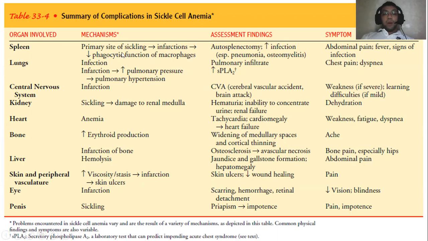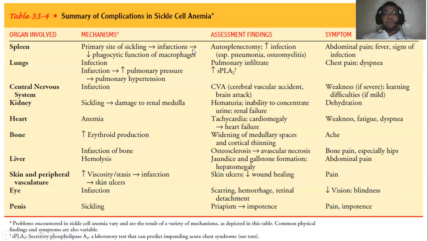But primarily, one of the common complications seen in sickle cell anemia is autosplenectomy. When we say autosplenectomy, it means that the spleen will lose its function due to the limited blood flow towards the spleen, because blood supply to the spleen will be cut off due to the sickling that is happening to the blood vessels going towards the spleen.